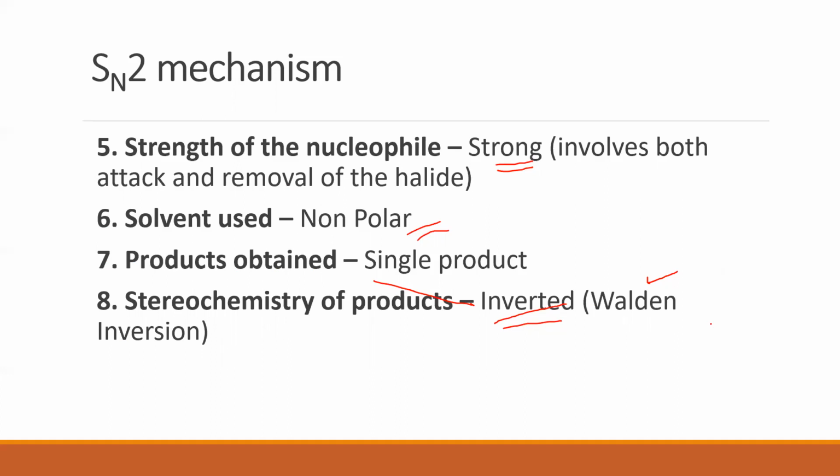If this question is asked, it will be asked for 3 or 4 marks. And if this is asked, you need to write everything I've told you: the equation, the steps involved, the transition state, and then all these 8 points, if you want to get 4 marks.